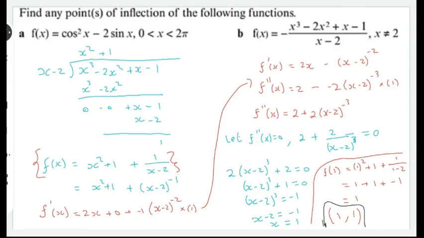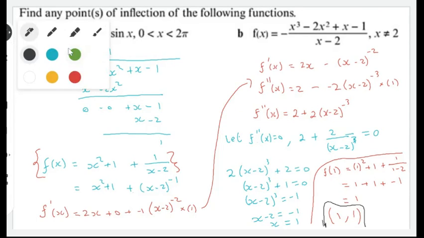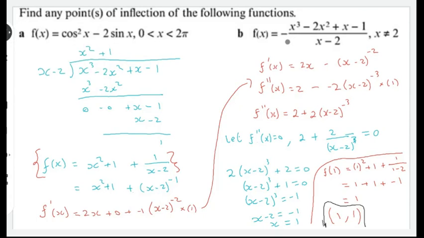I just realized I made a mistake actually. The one mistake I forgot to include was the fact that this f of x is equal to minus all of this. So what I should have done is say that f of x was equal to minus all of this. So therefore, my second derivative would also be the negative of all of this. So I just have to put minus in front of everything.